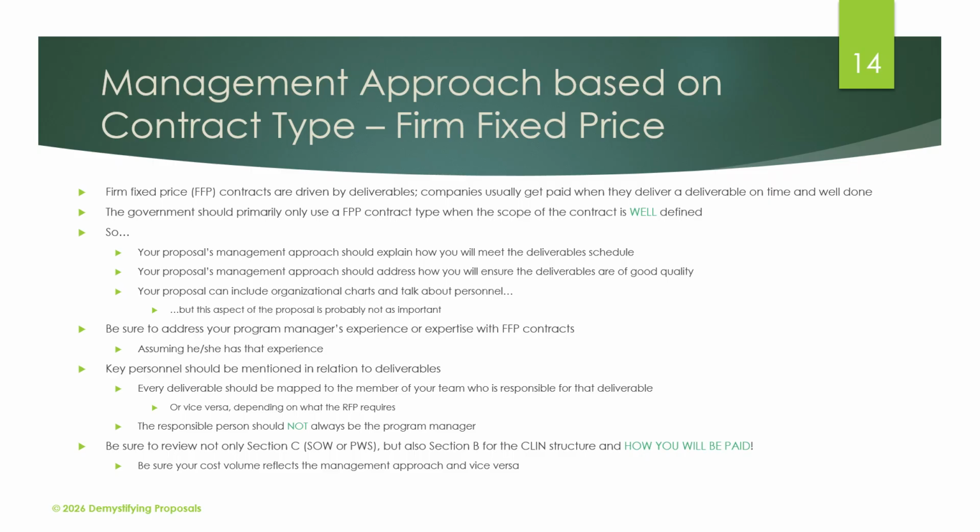Your proposal can include organizational charts and talk about personnel, but that aspect of the proposal is probably not as important as making sure that you're meeting the deliverable schedule. Be sure to address your program manager's experience or expertise with FFP contracts, assuming he or she has that experience. Your key personnel should be mentioned in relation to deliverables. Every deliverable should be mapped to a member of your team who is responsible for that deliverable, or vice versa. If you want to talk about the deliverables and then map them to the people, whichever way you want to do it, just make sure that somebody has ownership of each deliverable.